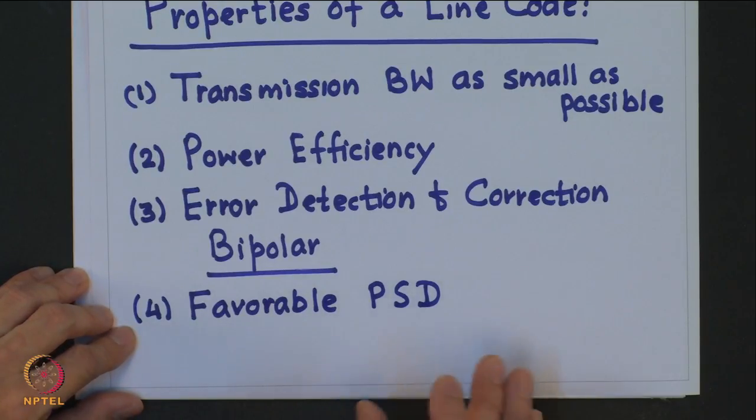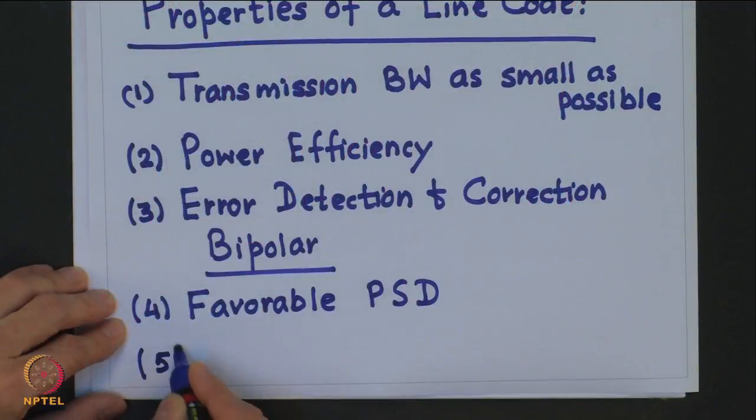So, whenever AC coupling is there, it does not create a problem. And because of the low pass nature of the communication channel, we would also desire that we should not have power spectral density of a larger magnitude at high frequency also. Okay.